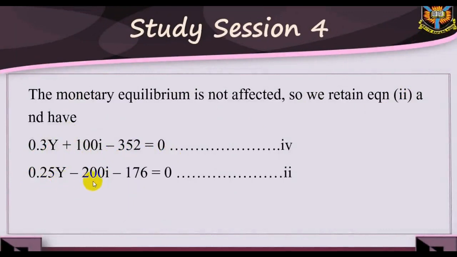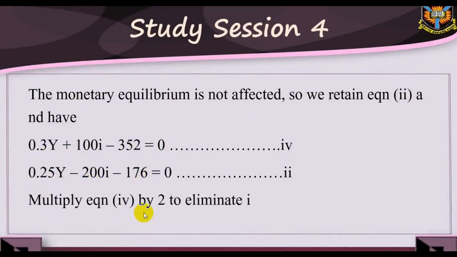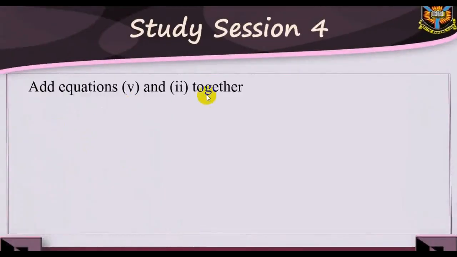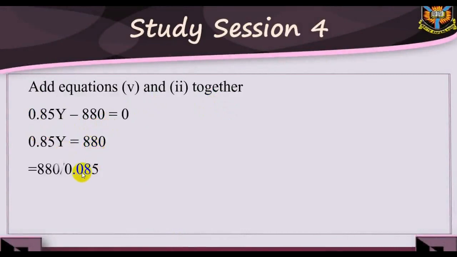0.25Y minus 200i minus 176 equals 0 as equation 2. Multiply equation 4 by 2 to eliminate i. 0.6Y plus 200i minus 704 equals 0. That's equation 5. Add equation 5 and 2 together. 0.85Y minus 880 equals 0. 0.85Y equals 880, which equals 880 divided by 0.85.